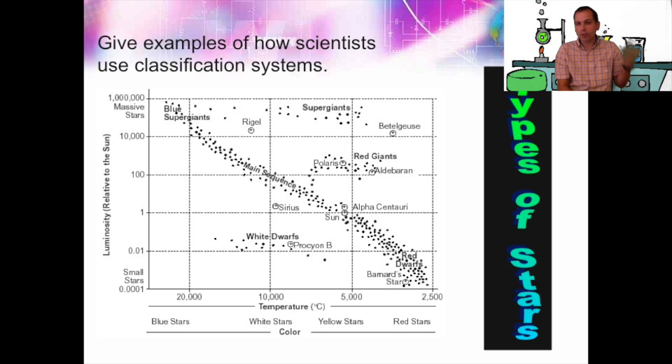Some other things that are in the reference tables that are classified: stars are classified based on how bright or luminous they are and their size. So, there's a lot of things that scientists are classifying out there. Why? Because it helps us to make sense of the world.